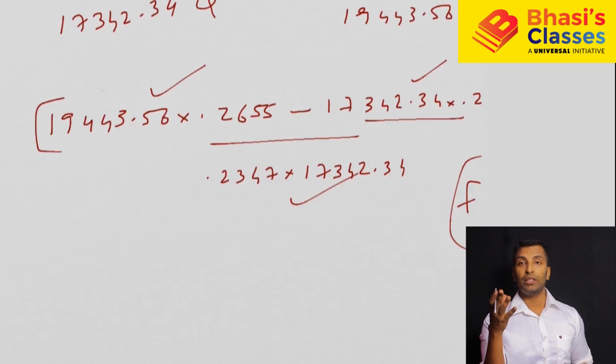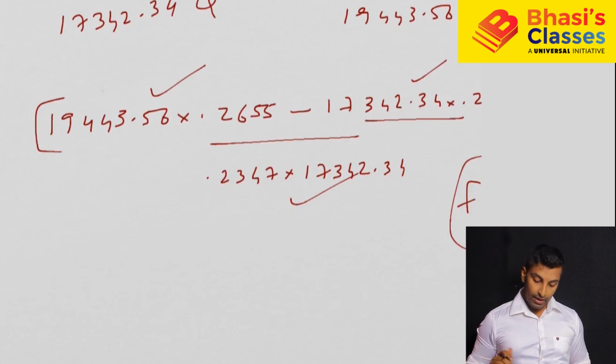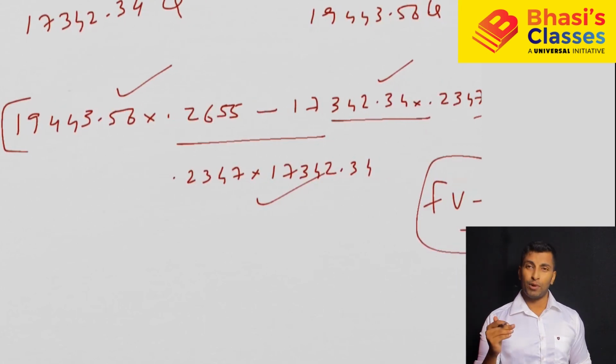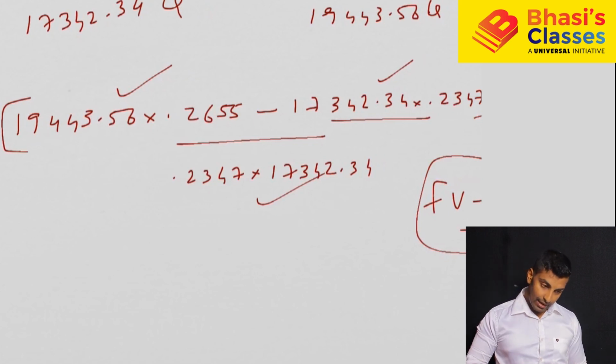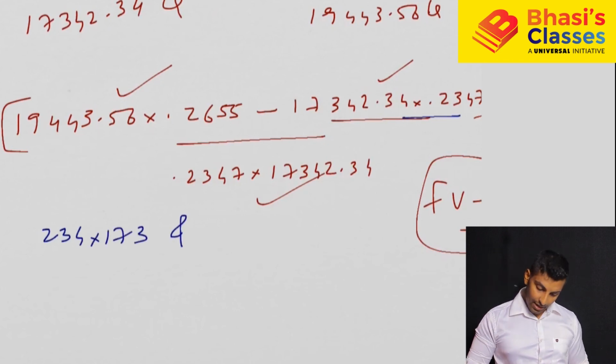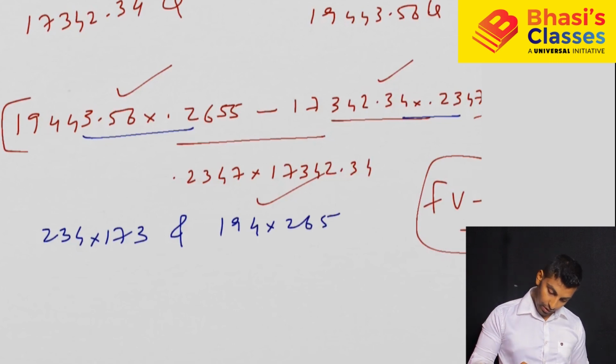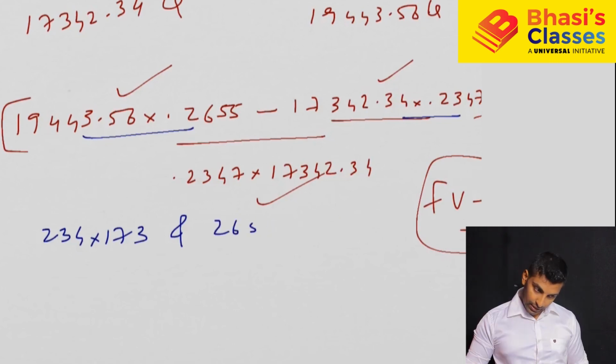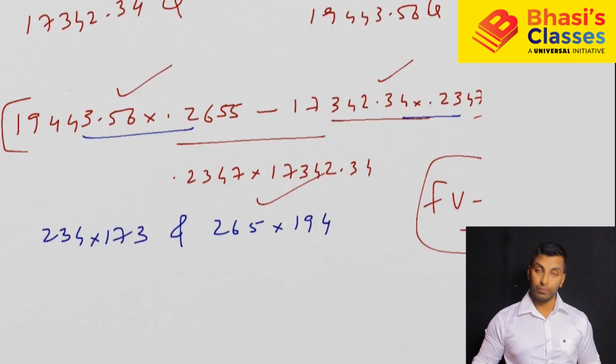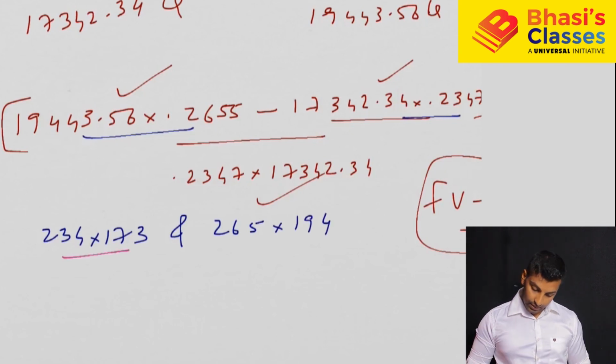In a calculation technique session, I'll discuss everything in detail about calculation and approximation, the way you pick the options, etc. So here let's do a very simple approximation to 3 digits. Let me write it as 234 into 173, and this one as 265 into 194. So this is the first case, this is the second case.